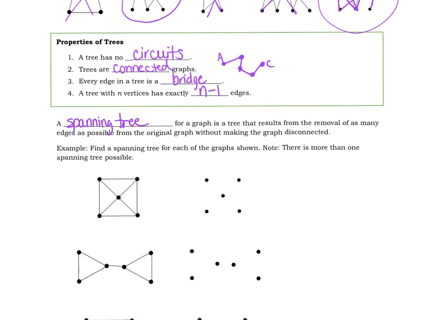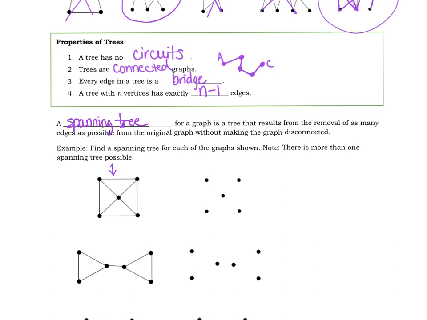So a spanning tree means I have a graph, it's not a tree, and I'm going to take out as many edges as I can to get to the point where I do have a tree. All right, so if this is the original graph here that we're looking at, we're going to start removing edges to the point where what I have left is a tree.